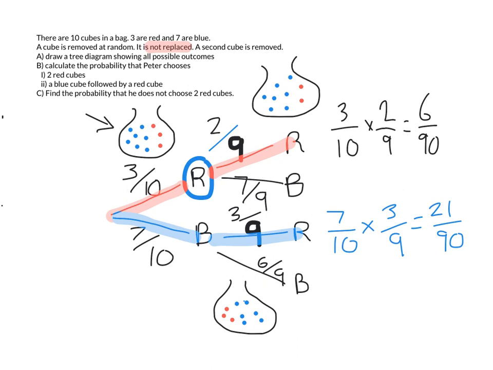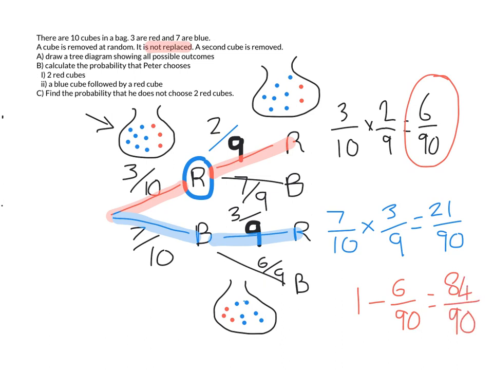Now part C, find the probability that he does not choose 2 red cubes. Well, we could go through and work out the probability of a red and a blue, a blue and a red, and a blue and a blue. But the easier way to do that would be to think the probability of a red and a red is 6 over 90. So the probability of it not being a red and a red is going to be 1 minus 6 over 90, which is going to be 84 over 90. So that's the answer to part C.